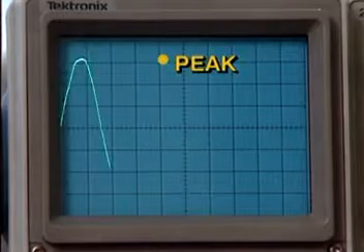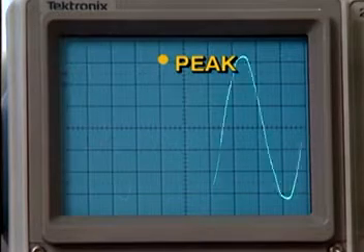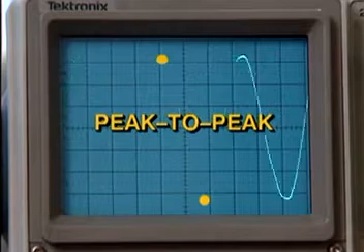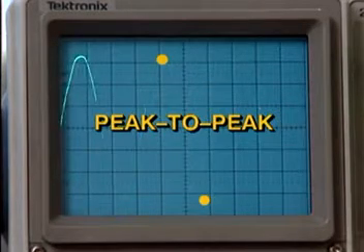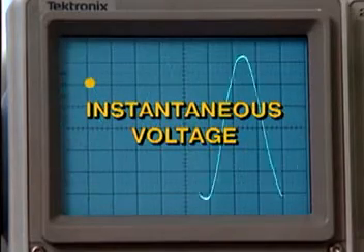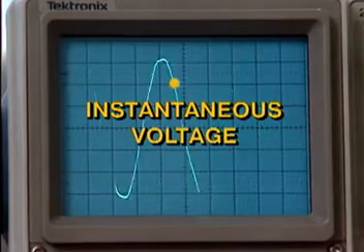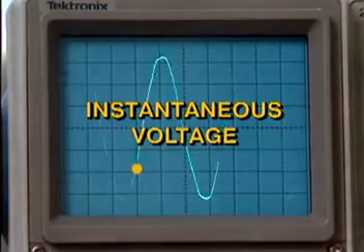The peak voltage is the maximum voltage on a positive or negative peak. It occurs at 90 degrees and at 270 degrees. The peak-to-peak voltage is the distance from the positive peak to the negative peak. It is twice the peak value. A third designation is the instantaneous voltage. This can be a measured value at any one particular moment of time along the AC waveform. It can be found anywhere between 0 and the positive or negative peak.